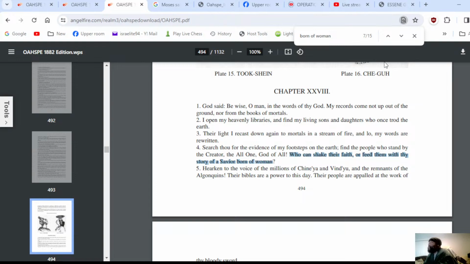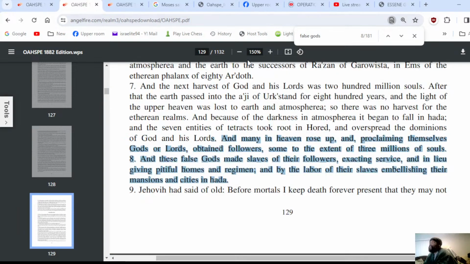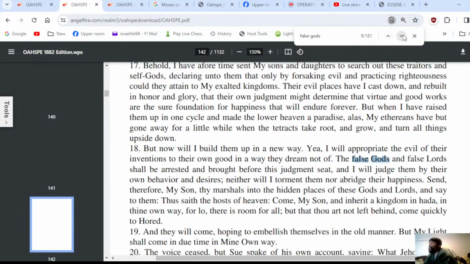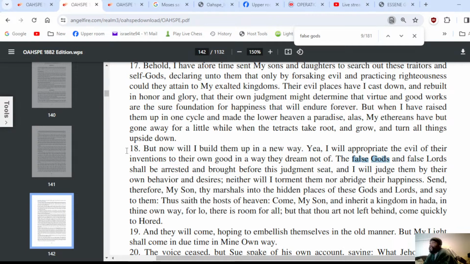Let's look at another verse. Born of woman. Let me go back to false gods. Let's look at some more of that real quick. I'm running out of time. Verse 18, but now I will build them up in a new way. Yea, I will appropriate the evil of their inventions to their own good in a way they dream not of.